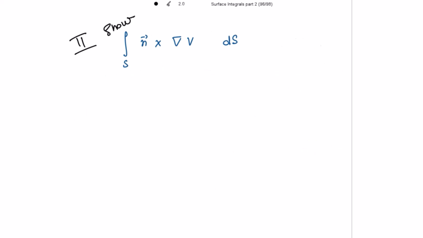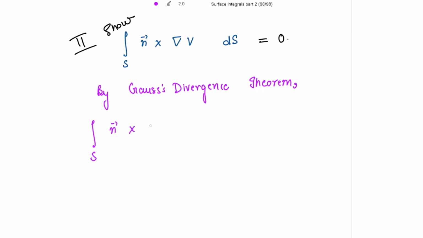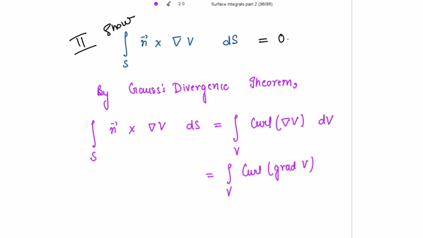Now the second part, to show that this surface integral is 0. So here we are going to again use the Gauss Divergence Theorem, in another format where the cross product is used. This surface integral is equal to the volume integral of curl of del V dV. So this is equal to the volume integral of curl of grad V, where grad is the gradient of V. Marking this as 1. Now to show that this surface integral vanishes, we just need to prove that this integrand is equal to 0.